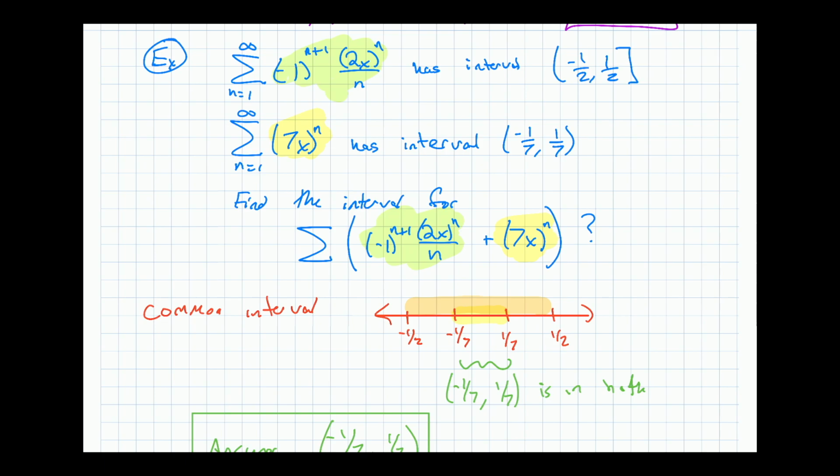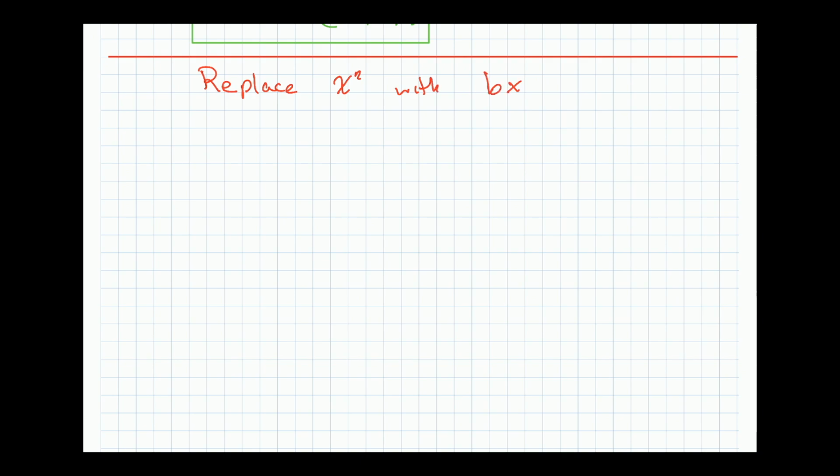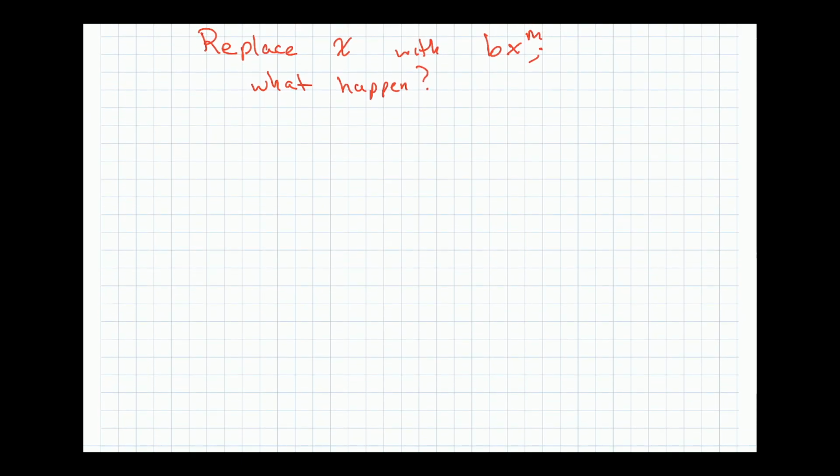Now, there's only one other thing on here: replacing the x with something else. Replace x with bx to the m. What happens? Should probably be like a semicolon or something. I don't know. If I knew punctuation, I wouldn't be a mathematician.